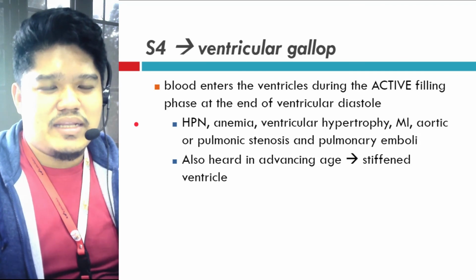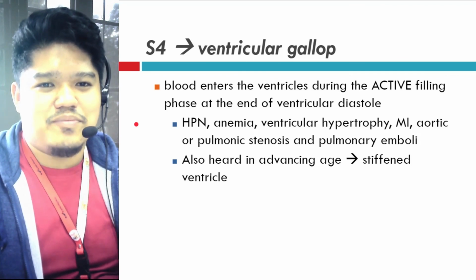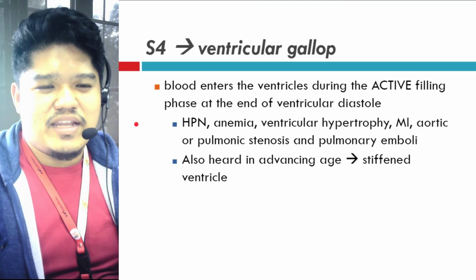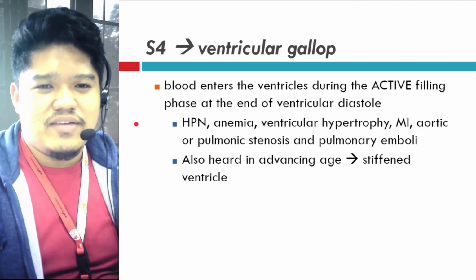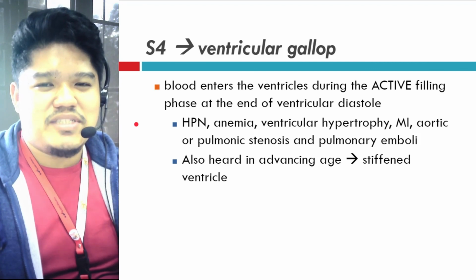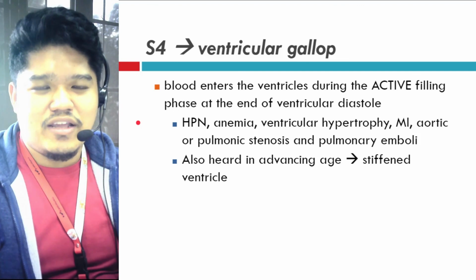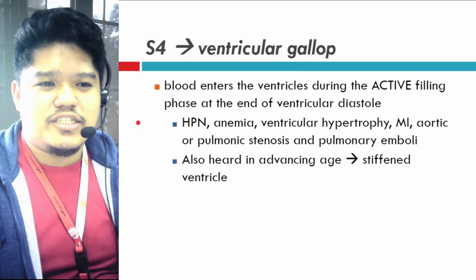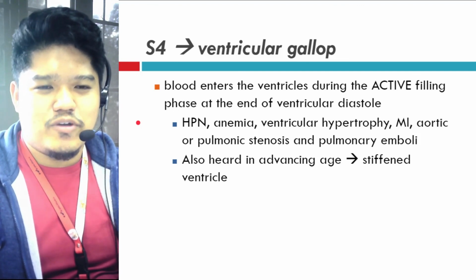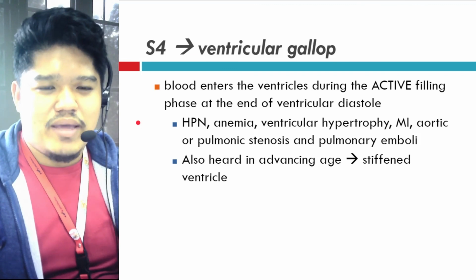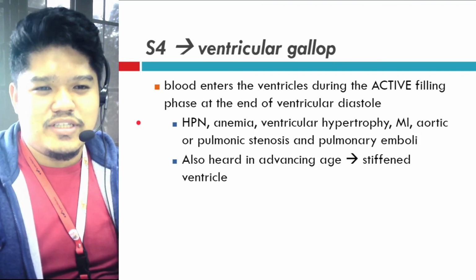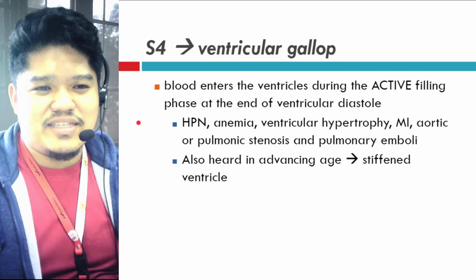S4, meanwhile, is your ventricular gallop. It occurs when blood enters the ventricle during the active filling at the end of the ventricular diastole and may be seen in patients with hypertension, anemia, ventricular hypertrophy, myocardial infarction, aortic or pulmonic stenosis, and pulmonary emboli. It is also heard in patients who are advancing in age because of the stiffened ventricles.